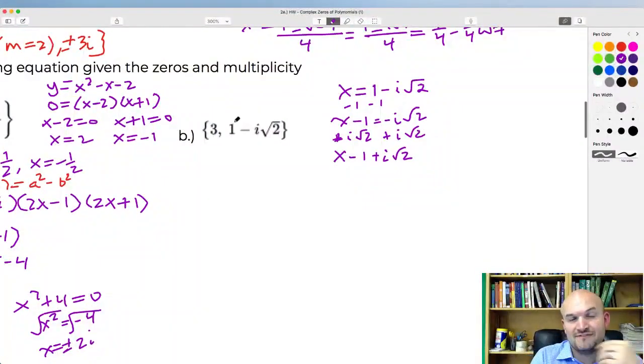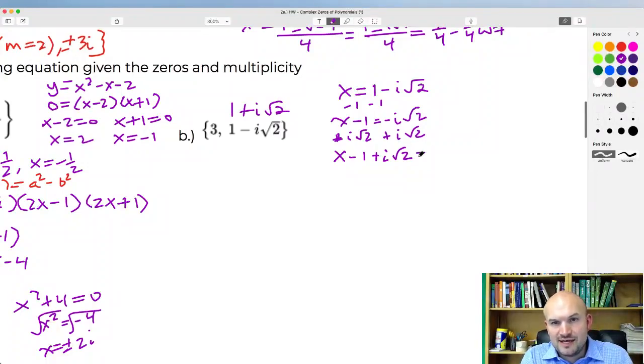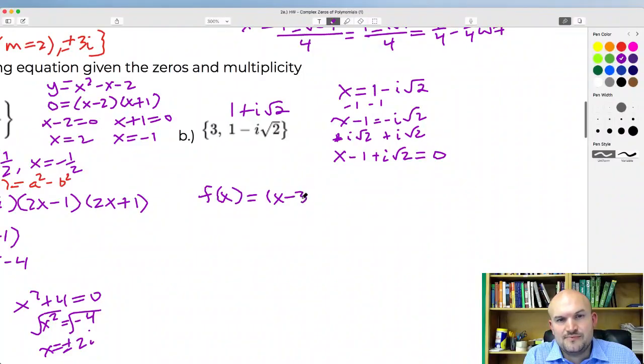Now again, remember, if 1 minus i square root of 2 exists, then we know that the conjugate pair also has to be a 0. So rather than doing this whole work again, I just know that my other factor is going to be the same factor, just with the negative i. So my linear factorization here, I'm just going to write this as a factor, which would be x minus 3. And then I'm going to have x minus 1 plus i square root of 2 times x minus 1 minus i square root of 2.